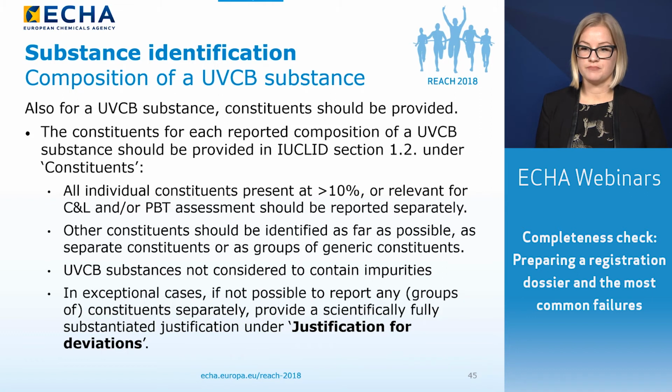Onwards with the constituents. Now we look at the section that often fails, the composition of a UVCB substance. Also, for a UVCB substance, constituents should be provided. The constituents for each reported composition of a UVCB substance should be provided in EUCLID section 1.2 under Constituents. All individual constituents present at more than 10% or relevant for classification and labeling and/or persistent, bioaccumulative and toxic assessment should be reported separately.